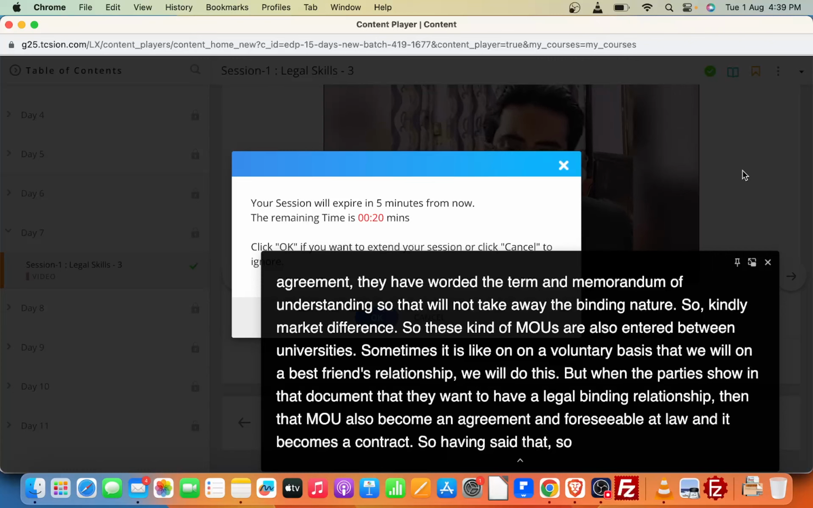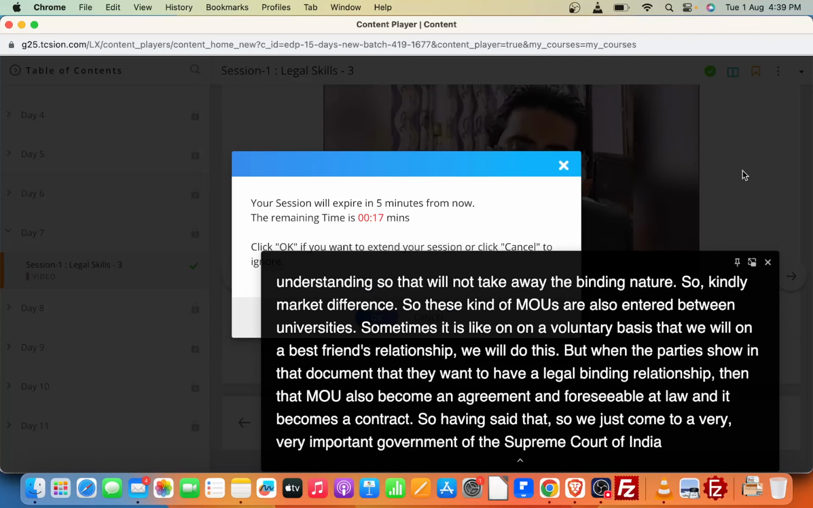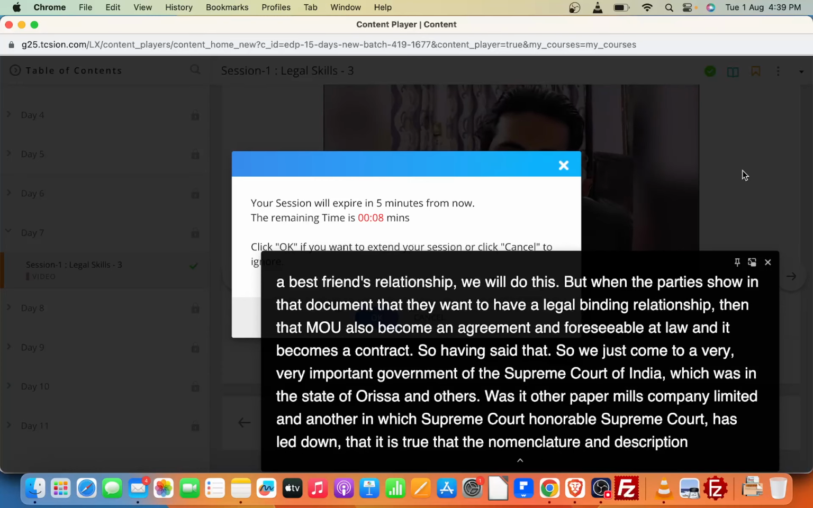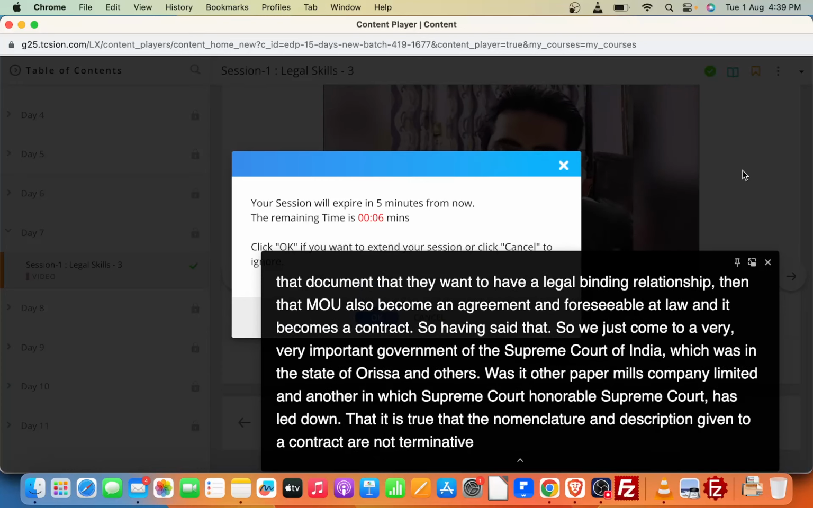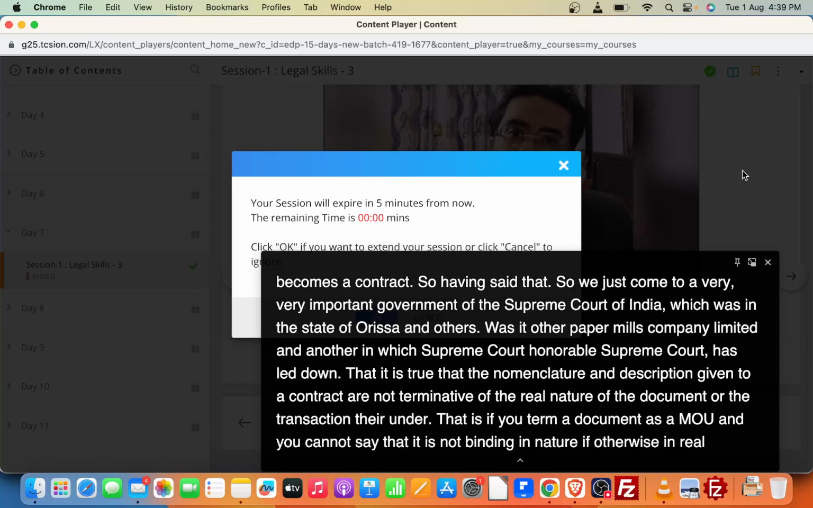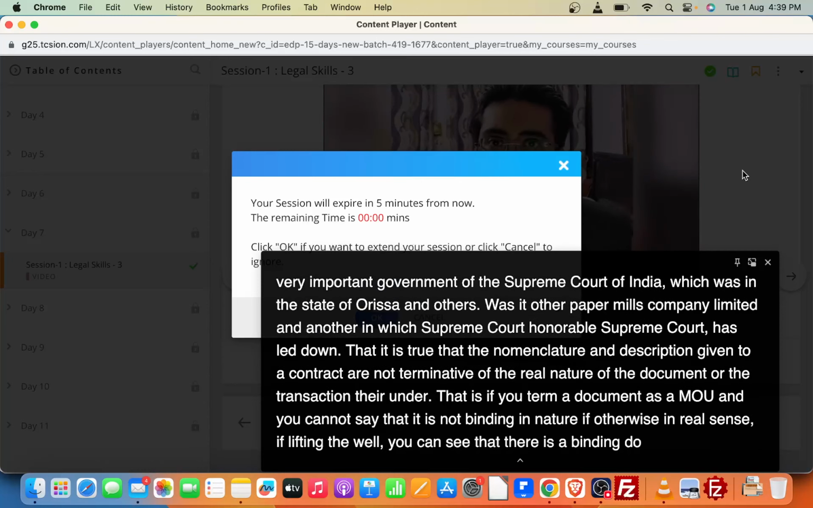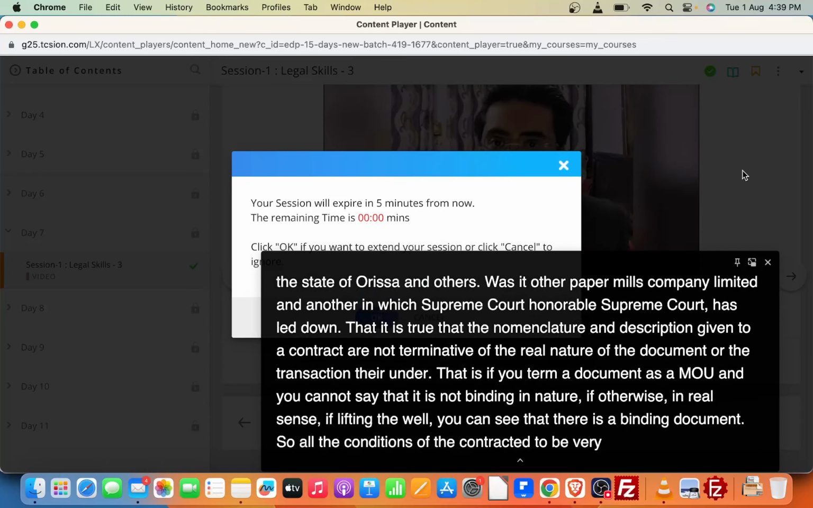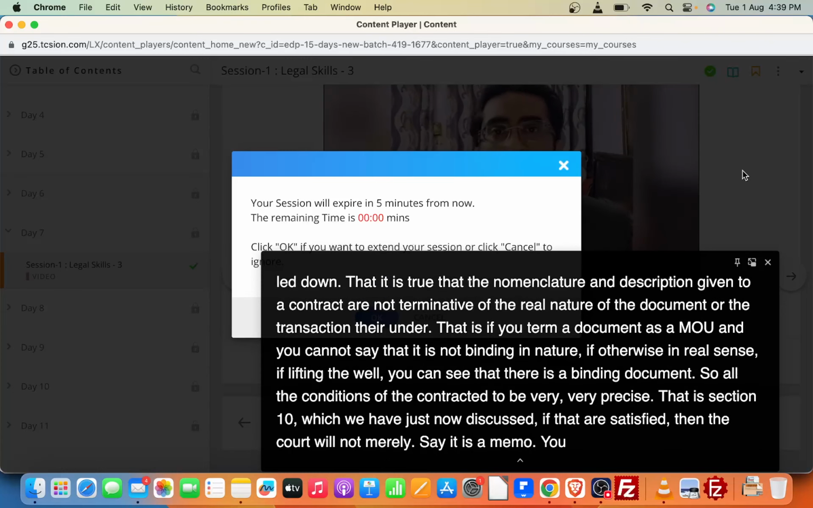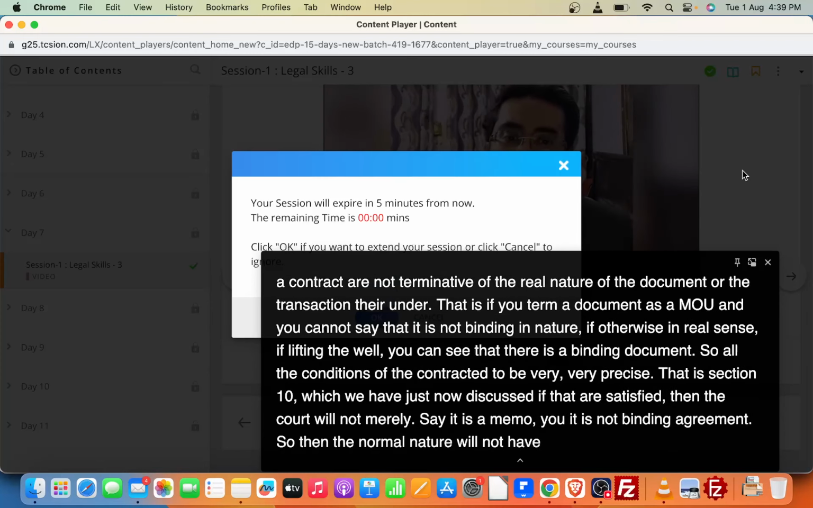Having said that, we come to a very important judgment of the Supreme Court of India, State of Orissa and others versus Titagar Paper Mills Company Limited and another, in which the Honorable Supreme Court has laid down that it is true that the nomenclature and description given to a contract are not determinative of the real nature of the document or the transaction thereunder. That is, if you term a document an MOU, you cannot say that it is not binding in nature if, in real sense, lifting the veil, you can see that there is a binding document. So if all the conditions of the Contract Act, to be very precise Section 10, which we have just discussed, are satisfied, then the court will not merely say it is an MOU and not a binding agreement. The nomenclature will not have any role to play.